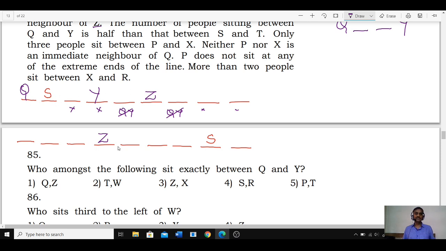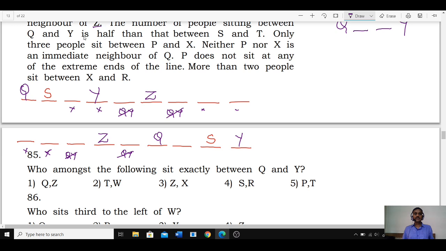Q is to the left of Y. Again, neither Q nor Y is an immediate neighbor of Z. So Q and Y cannot be here. Q cannot be here. If Q is here, Y must come here, so not possible. So Q cannot be in the first places 3 to 5. Then if you take Q at this place, the only possibility of Y must be at this place.